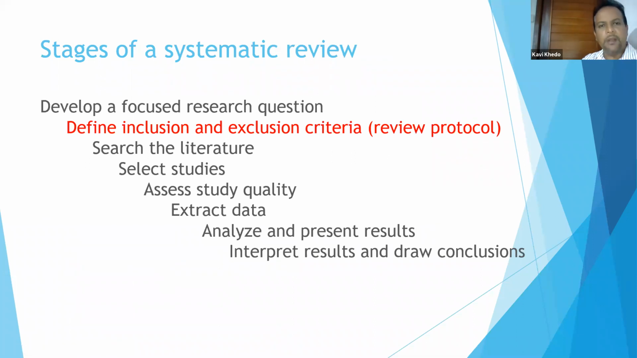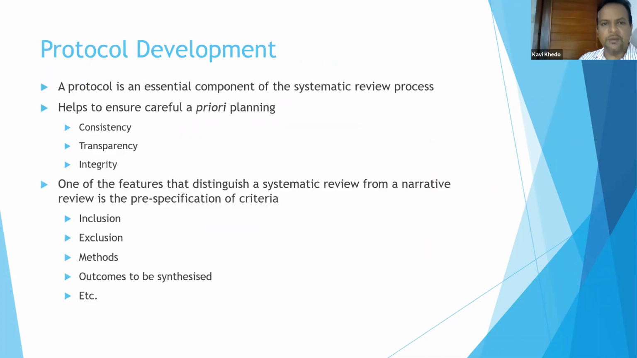Second step, I'm speeding up a bit. Define inclusion and exclusion criteria. This is called the review protocol. In many review processes, you will see it's called a review protocol. Once you have your research question, to address this particular research question, you prescribe a protocol: the steps you are going to follow, the criteria you are going to use in order to select or not select particular studies. And I think this needs to be added here. So define inclusion, exclusion criteria.